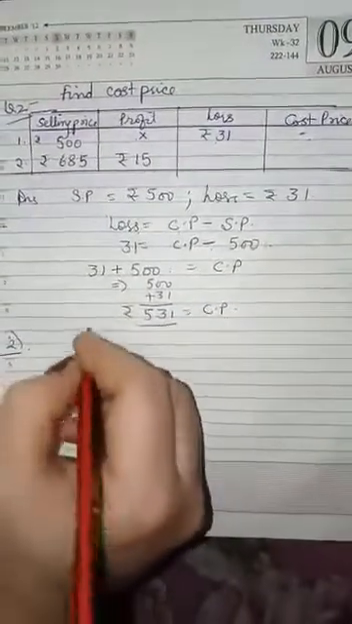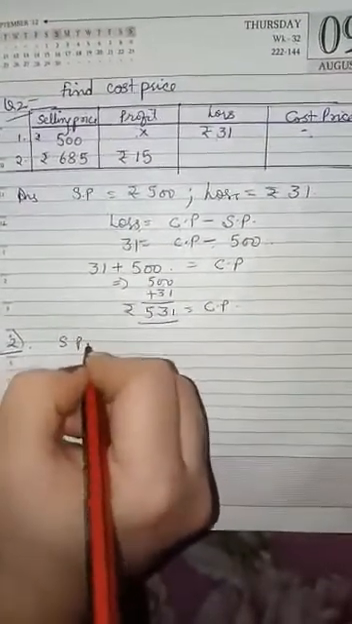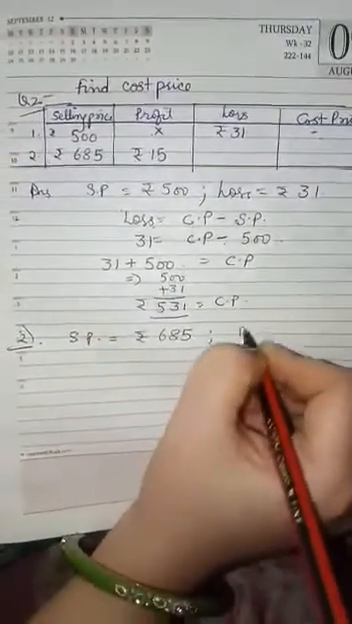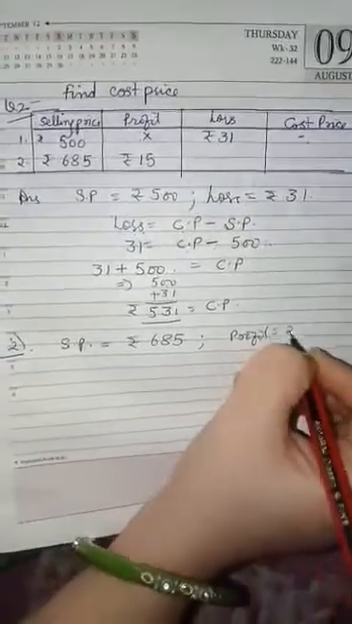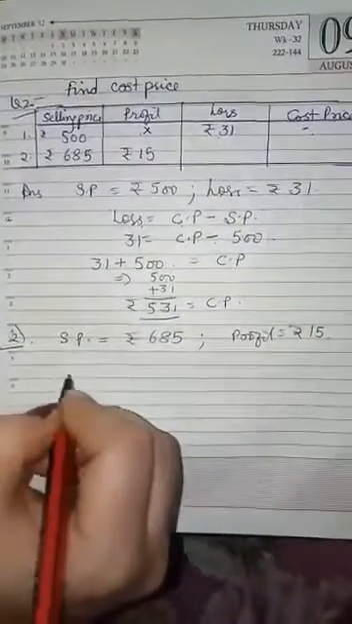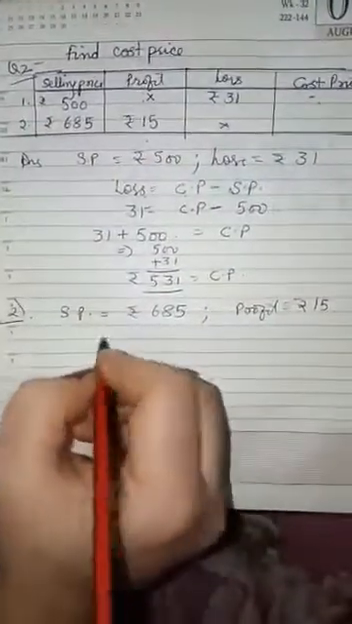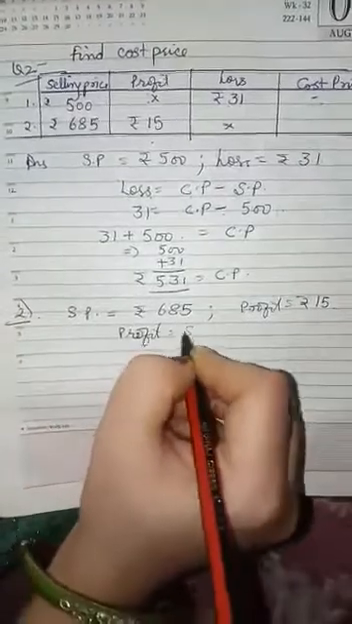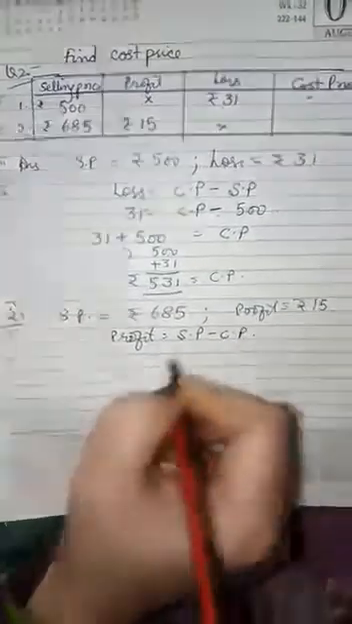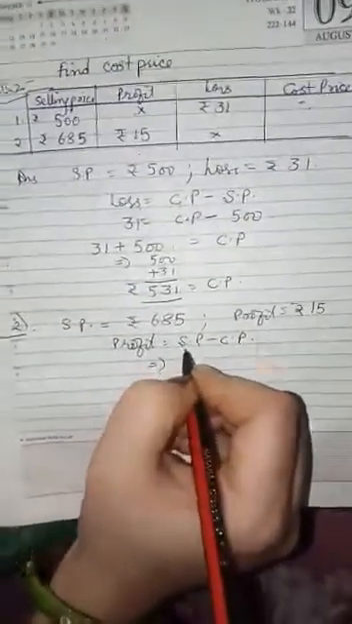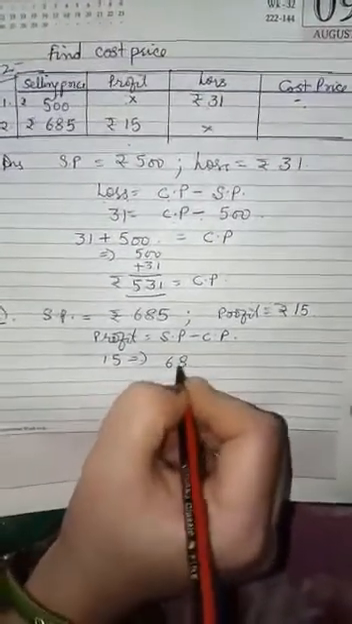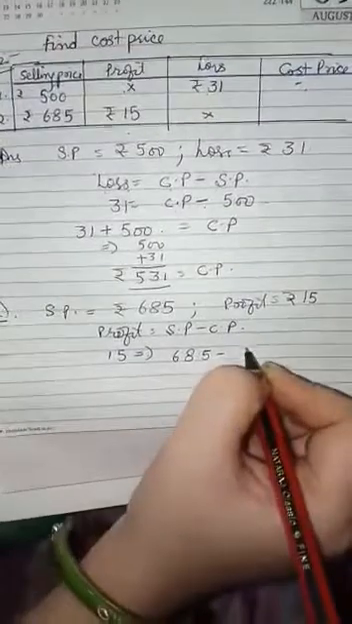Again, second part, write down what is given. Selling price is given to you, 685. Profit is given to you, rupees 15. Again, when profit is given, there is no loss and you have to find the cost price. What is the formula of profit? That is equal to SP minus CP. Now write down the value of each. Profit is equal to rupees 15. Selling price is given to you, 685. Cost price is not given to you.